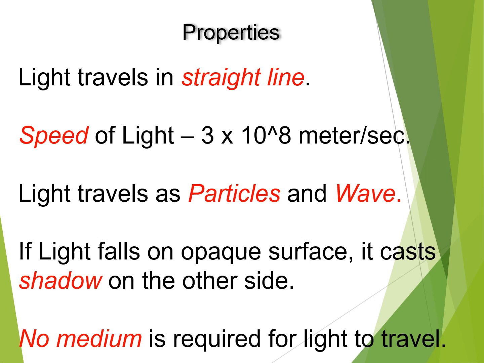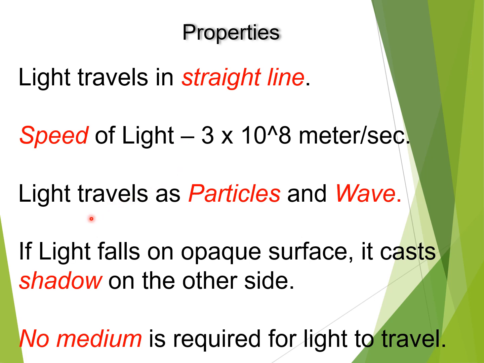The first is light travels in straight line. It doesn't travel in zigzag fashion. It travels in a straight line. Second, the speed of light is 3 into 10 to the power 8 meter per second. Actually, this speed is in either air or in vacuum. So this is 3 into 10 to the power 8 meter per second, which is equivalent to around 300,000 kilometers per second. So this is the speed of the light.